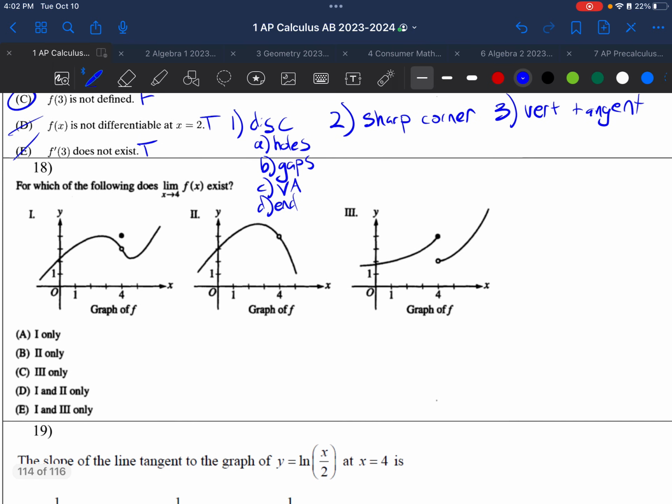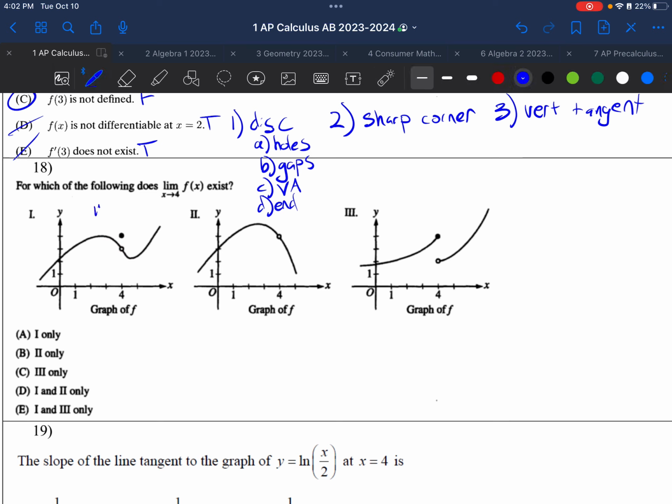All right, let's read this correctly, though. Which of the following does the limit of f of x as x approaches 4 from both sides, because there's no plus or minus, right, exist? That means I have to approach the same height from the left and the right. Okay, what's the height from the left? It's whatever that height is right there. What's the height from the right? It's whatever height is right there. The left and the right, they're glued together at the same height. Therefore, this one does exist.